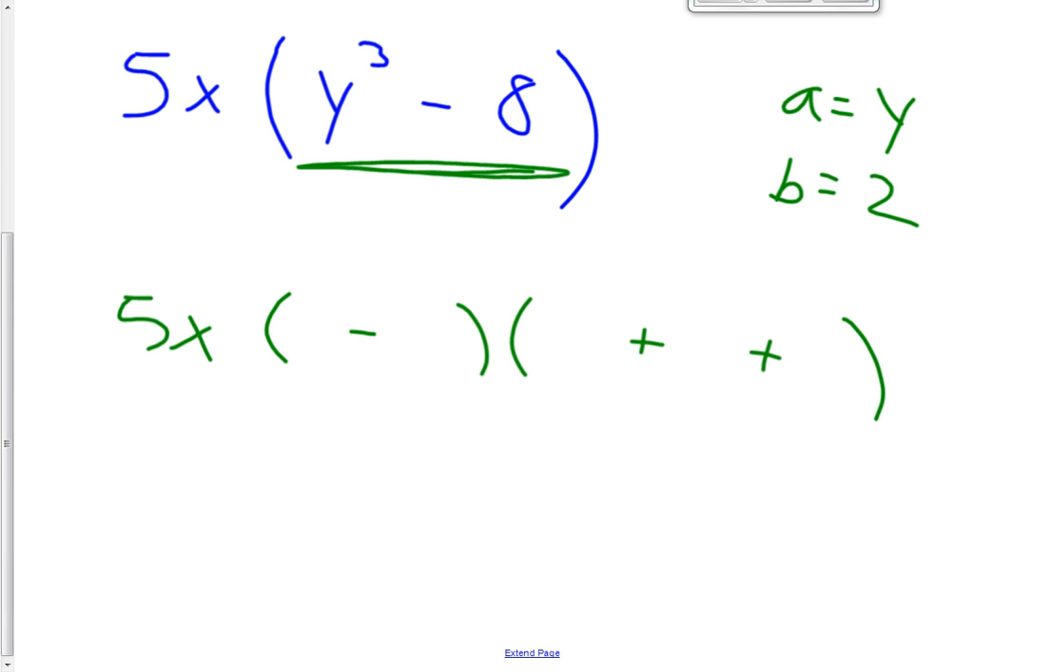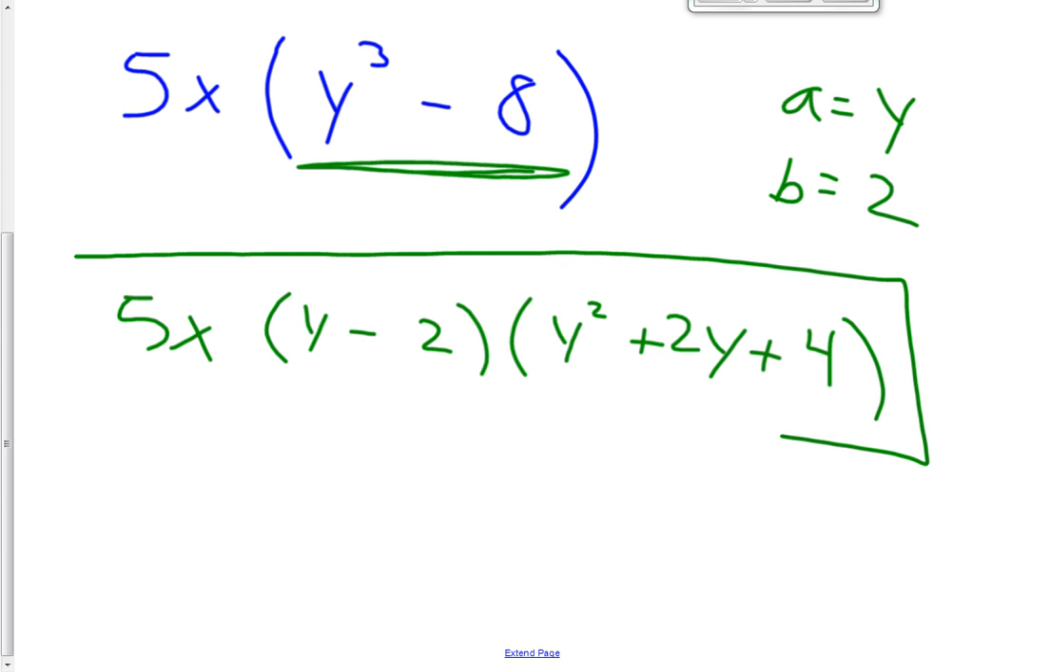And then it's going to be a minus b, so y minus 2. That equals a squared, which is y squared, plus ab, so plus y times 2, which is 2y, plus b squared, and b squared is 2 squared. 2 squared is 4. And we are done. So that is the answer for problem number 4. Hopefully that makes sense to you.